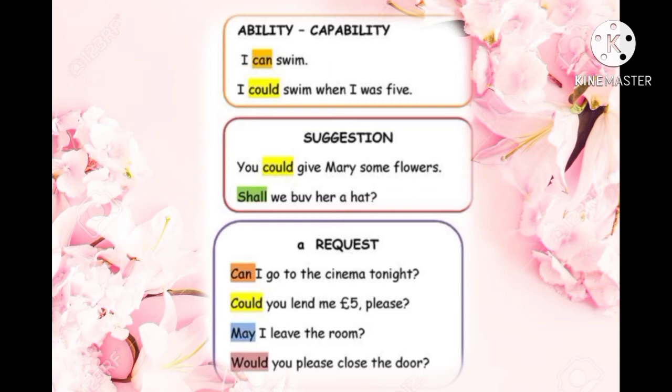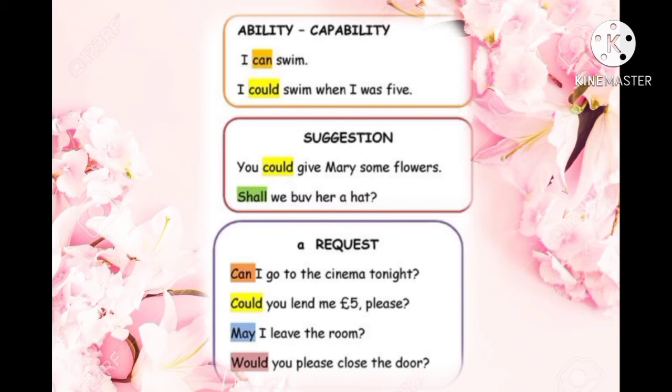So all these sentences, questions when you are asking, if you put it the other way around also, there is no mistake. May I leave the room? Can I leave the room? Could I leave the room? All mean the same. The only thing is that the level of respect changes each time you use a different modal verb.